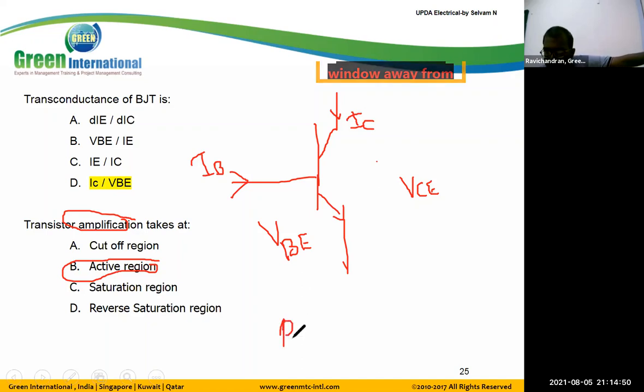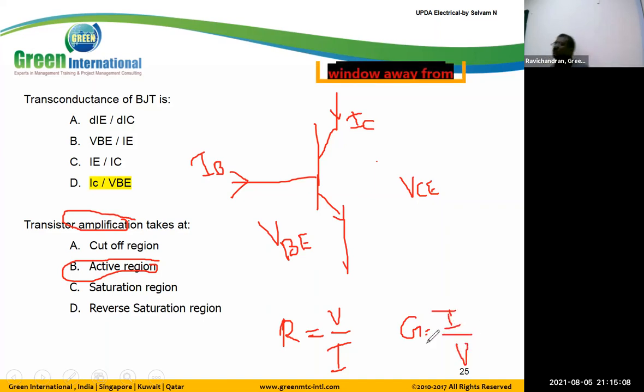What is the formula for the resistance? R is equal to V by I. What is the formula for the conductance? G is equal to I by V. Here they ask about transconductance, which is output current divided by input voltage.